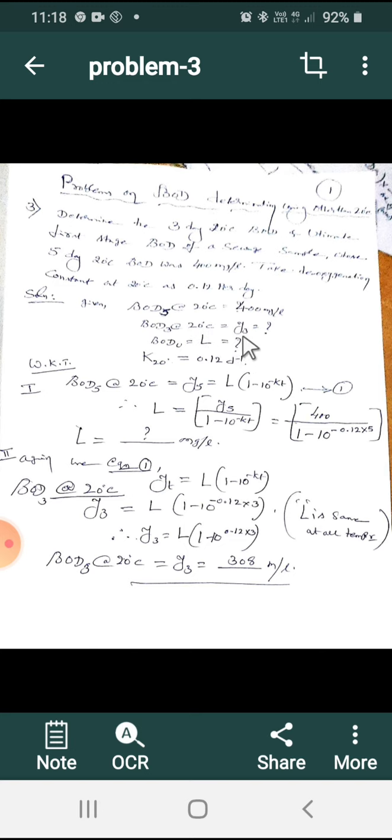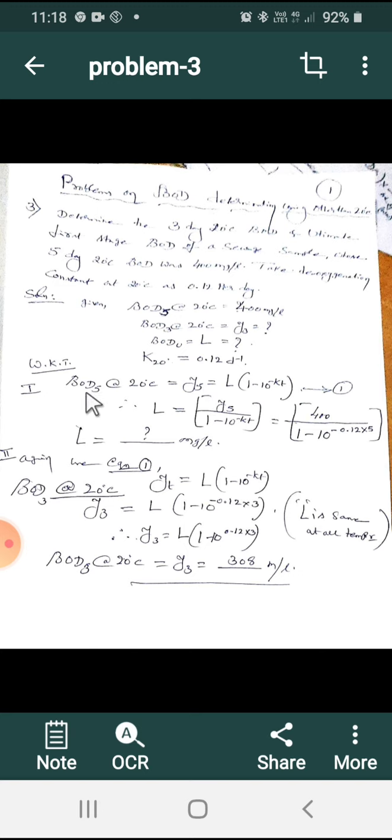See, that is a question they are given. By using 5-day BOD, you have to determine 3-day BOD at 20 degrees centigrade only. And finally, you have to find out the ultimate BOD. K20 is given as 0.13. See, everything is given in the problem.